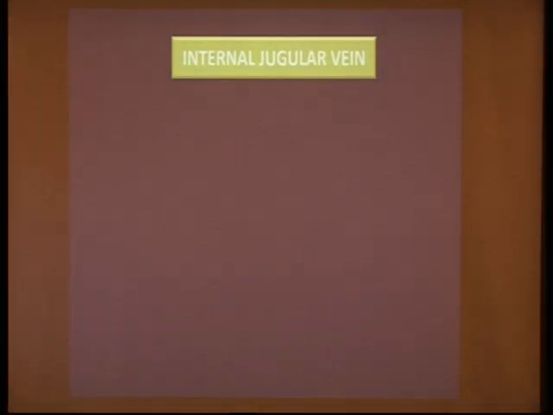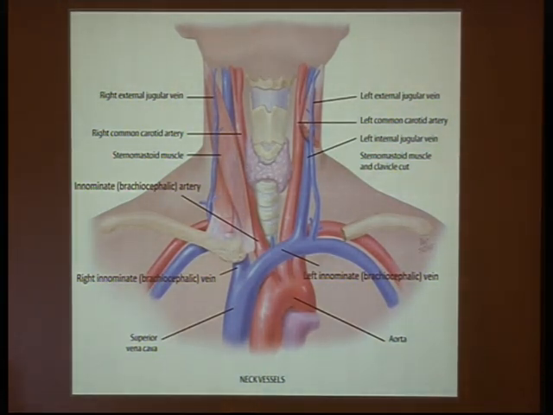So let us start with internal jugular vein, which is the most commonly cannulated vein in our practice. And here is the aortic arch, and we have only one innominate artery, which will be divided into right common carotid artery and right subclavian artery. On the left side, both arteries, common carotid and subclavian, will rise directly from the arch of the aorta.